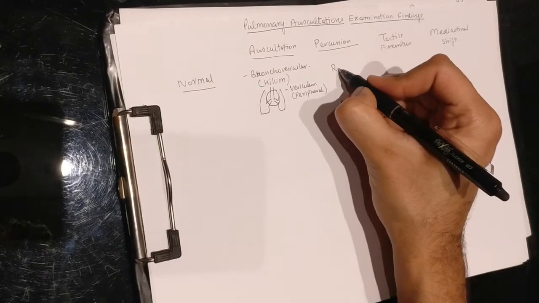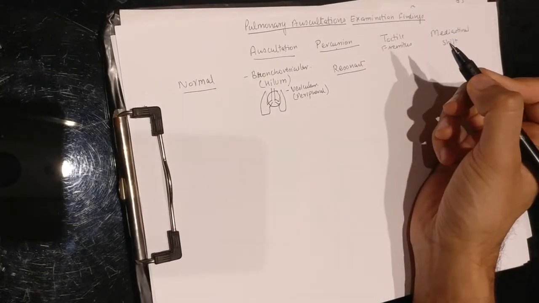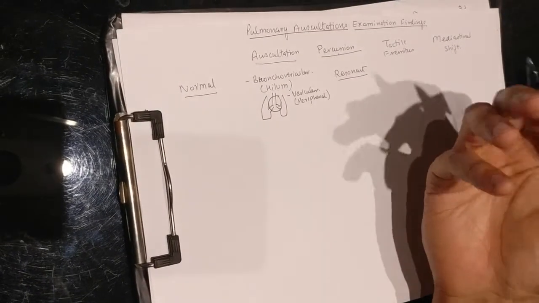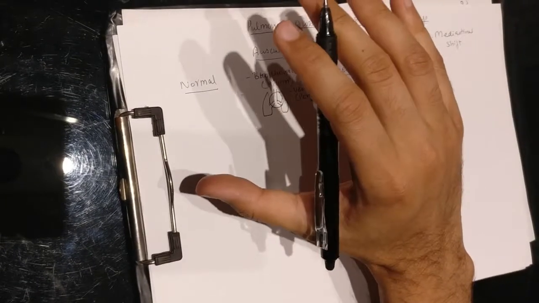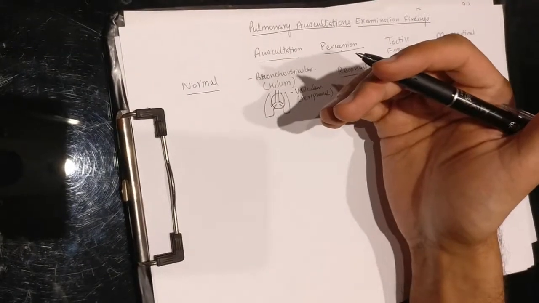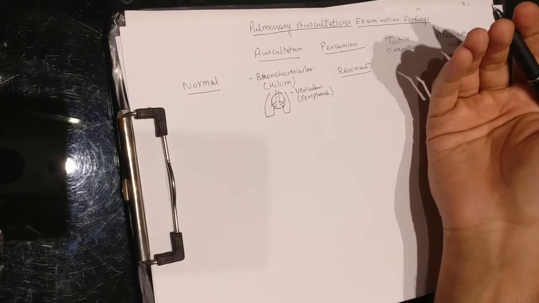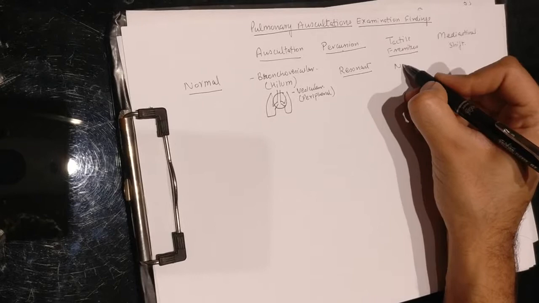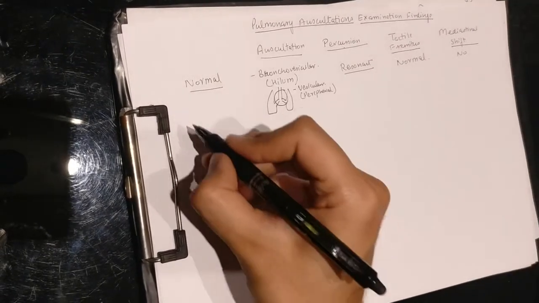We'll hear a resonant note on the percussion. Now imagine percussion as being a percussion instrument like a drum, and the drum has a membrane which has air beneath it. So anything which has air, like in a normal lung, it will be resonant. The third parameter is the tactile fremitus, which will be normal, and there is no mediastinal shift.